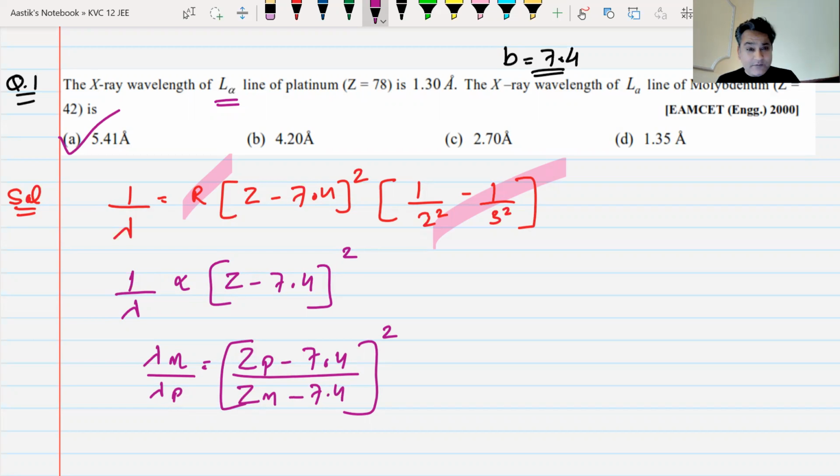These are the type of questions you are expecting in the examination hall. Remember, L alpha will not come. It will only be either K alpha or K beta, because there, this calculation with 7.4 just becomes too much to calculate. If it was Z minus 1, it would have been a lot easier. Do we understand this?